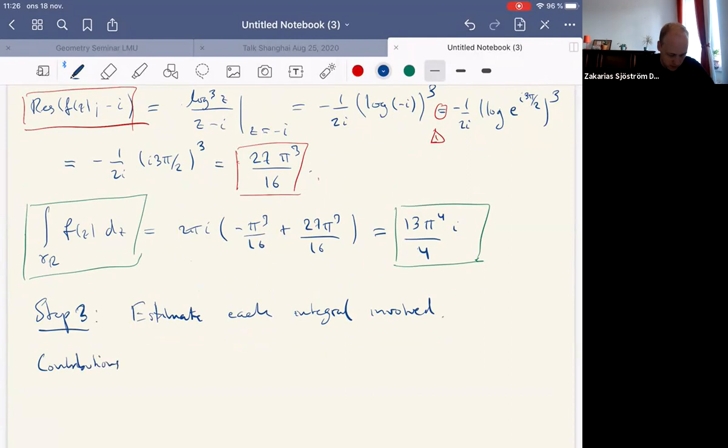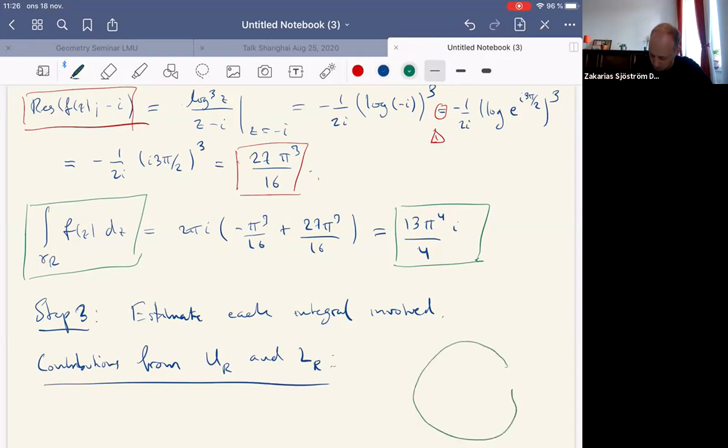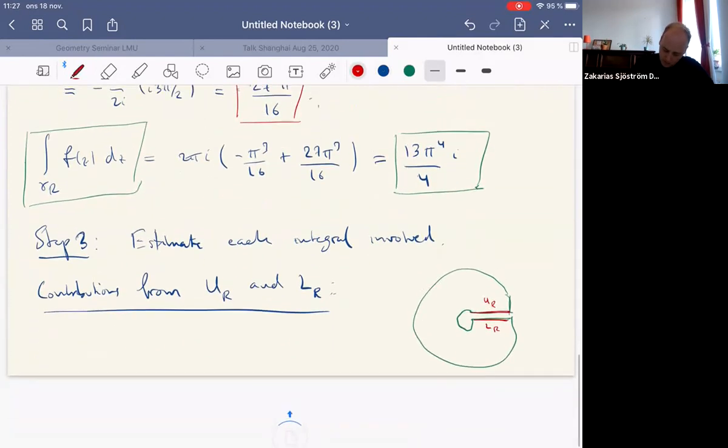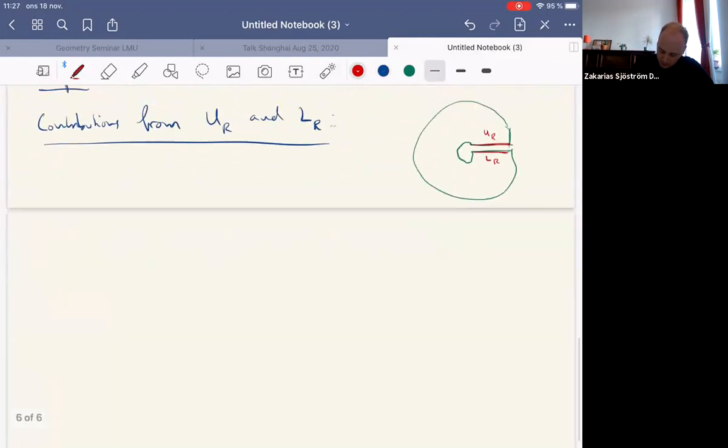Okay, so we look at the contributions from these upper and lower line segments. So remember, if this was the contour here, like this, then we are now looking at UR and LR being these segments here. Okay, so we're looking at that.